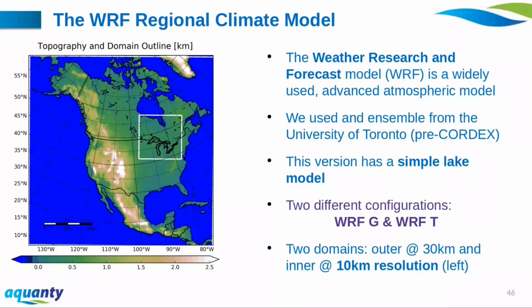This is the model domain. There's an outer model domain at 30-kilometer resolution, and then an inner model domain at 10-kilometer resolution. This kind of nesting is a common approach in regional climate modeling, and these resolutions are also pretty typical, 30 and 10 kilometers. Right? And there were 2 different configurations, and this will become important later. There's the WRF-G configuration and the WRF-T configuration. So just keep in mind there are 2 different ones.